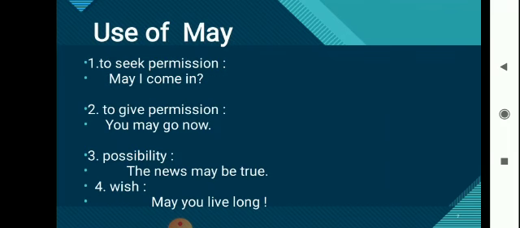Next is the use of may. Now where do we use this modal auxiliary? To seek permission. Normally students use this when they say, may I come in, ma'am? Now to give permission also, we use may, and for possibility and for wish. In these four situations, we use modal may.